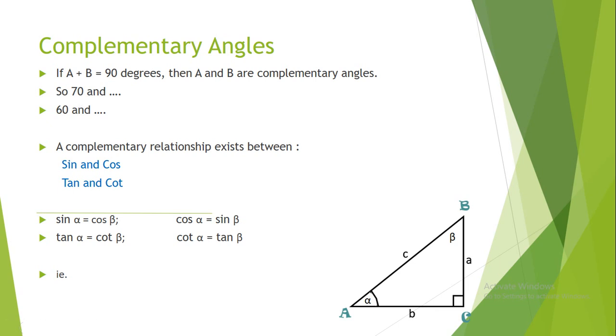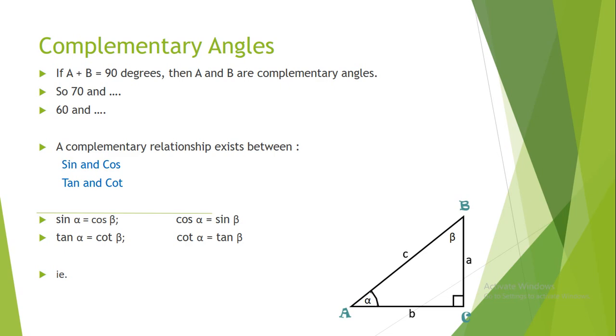I need 20. So it means that angle 70 degrees and angle 20 degrees are complementary angles. In that same way, angle 60, what is the complement of angle 60? So if I ask you what is the complement of angle 60, it is 30, because I need 30 degrees in order to get to 90 if I'm at 60 already. You get it? So that's what we mean by complementary angles.